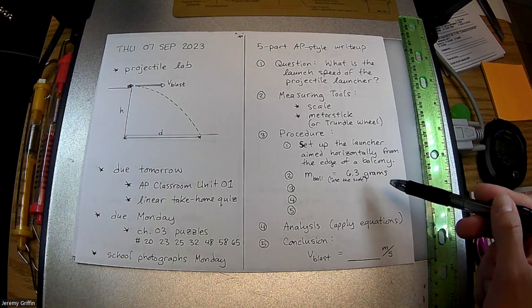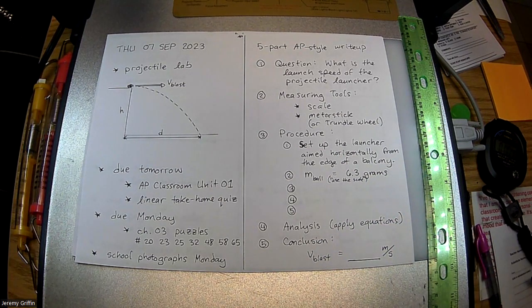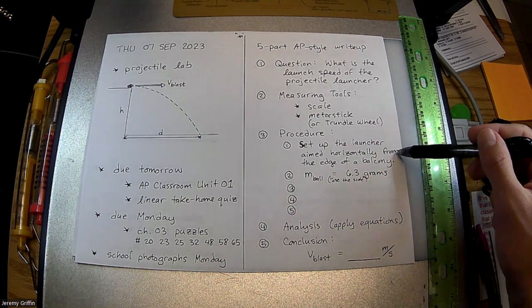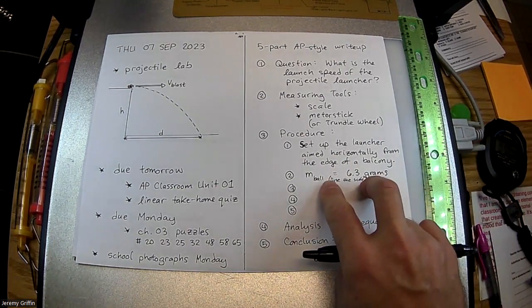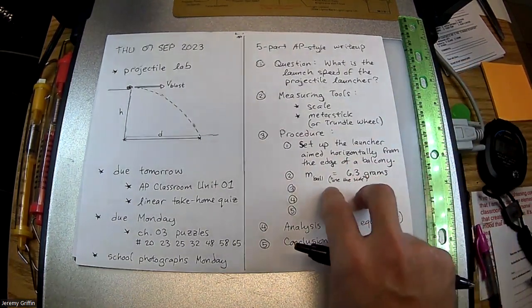Just in a nutshell, one sentence. Boom. Right. If this was an AP FRQ that you got in May, that's exactly what they'd be looking for. Set up the launcher aimed horizontally from the edge of a balcony. Boom. Okay.